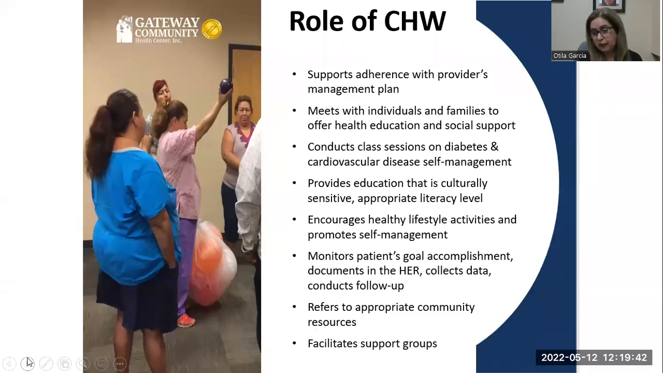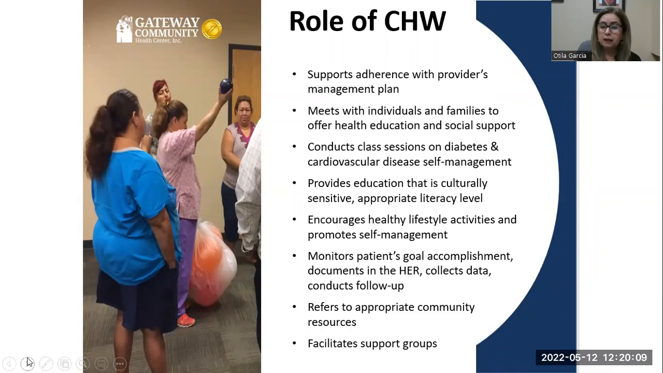Sometimes in our classes, some participants have a degree; they are engineers, teachers, nurses, but we also have a person that doesn't know how to write or read. So we adapt to the needs of those participants. Encourage healthy lifestyle activities and promote self-management.